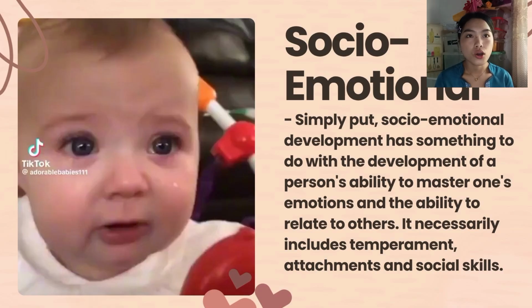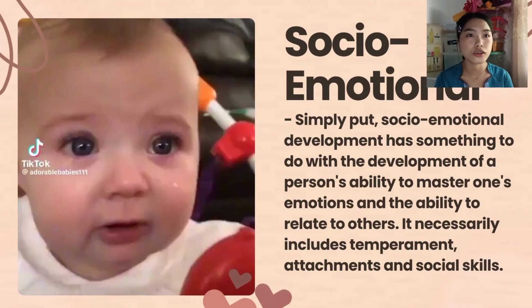For example, when a toddler stops crying because the toddler is being comforted, the toddler is eventually learning to manage emotions. Now, if a child shares his or her toys and plays with others, the child is learning how to relate to other people. So basically, social emotional has something to do with how you control your emotions and how you interact and socialize with others. It involves social skills, and it also includes temperament and attachment, which we are going to dig deeper into along the way. So let's proceed now with the next slide.